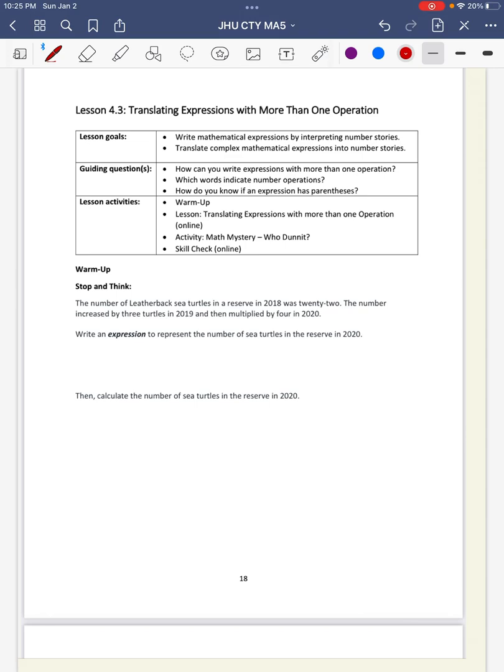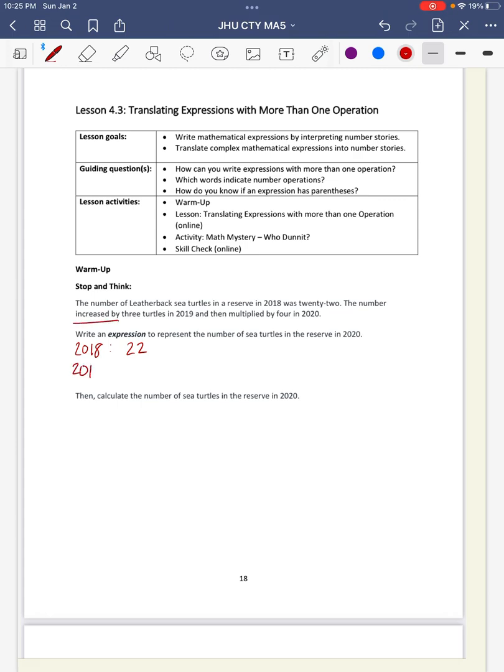Then we want to calculate the number of sea turtles. So first we're going to write our expression, then we're going to solve it using our order of operations, of course. So let's reread this problem again. The number of sea turtles in a reserve in 2018 was 22. So I'm going to write in 2018, there were 22. Okay, simple. The number increased by 3 turtles in 2019.